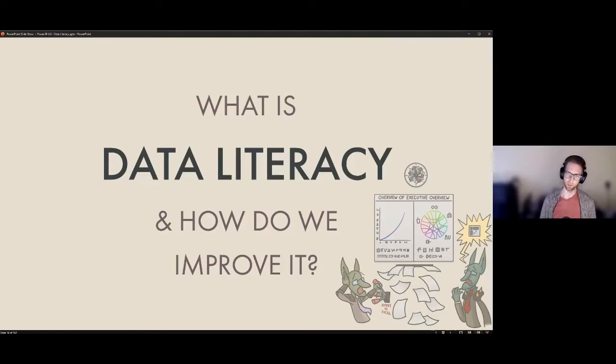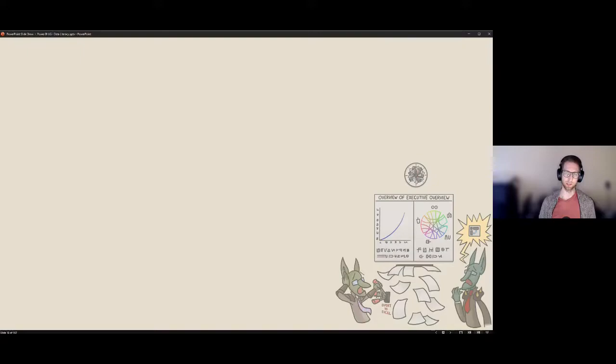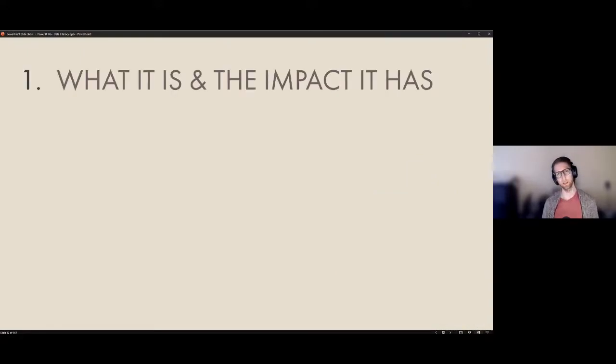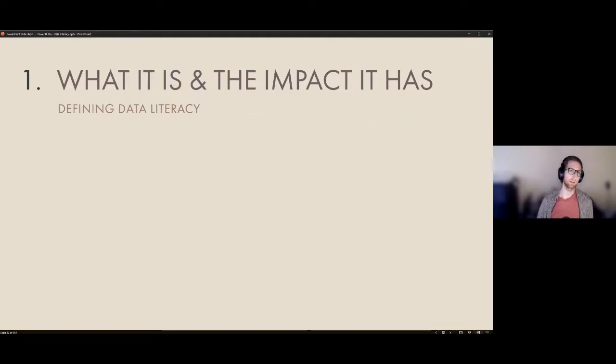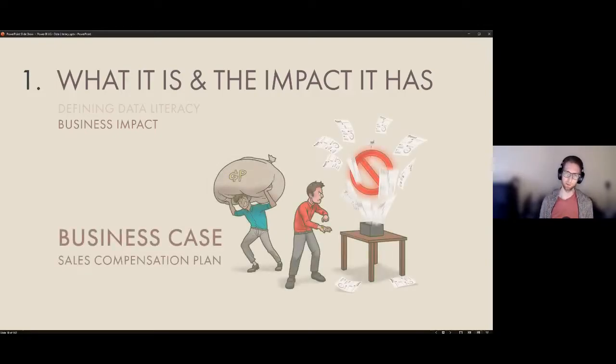It's a very loaded subject that has a lot of nuances to consider. We're first going to examine what data literacy is and the impact it has in an organization. We're first going to define data literacy in the simplest terms as our ability to read, interpret, and use data in a decision-making context. We'll then place this into the context of a specific business case in order to understand the real business impact that data literacy can have. This business case will be a deep dive into a sales compensation plan project.